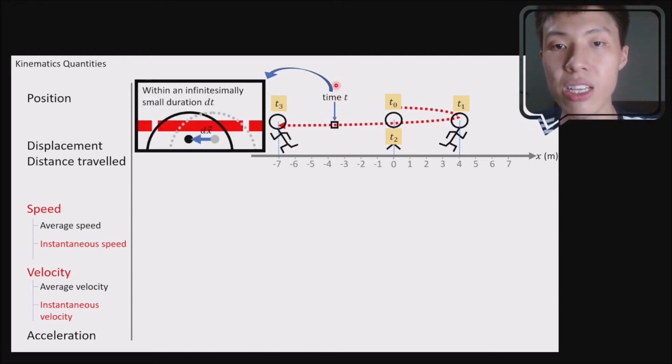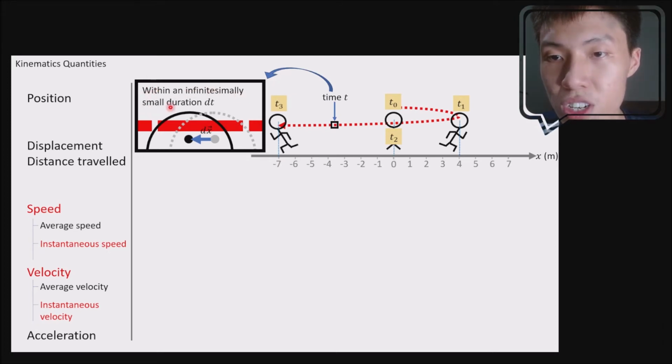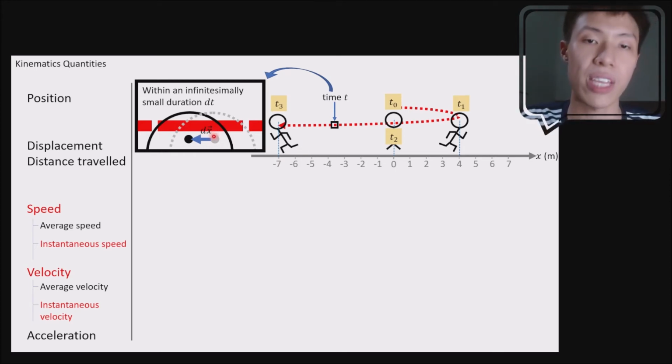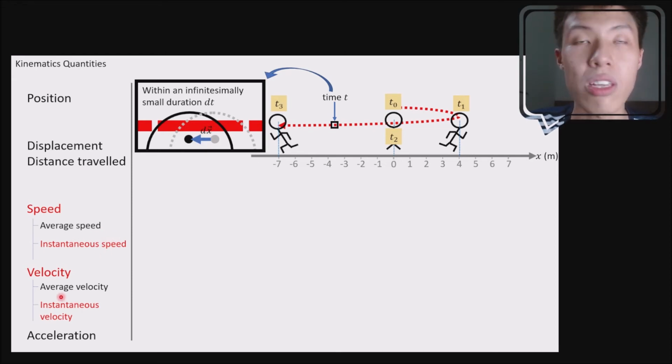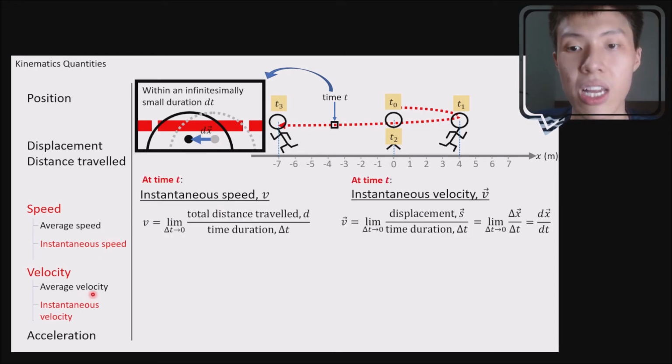Okay, so again, if you remember from the previous video on instantaneous speed or instantaneous velocity, you know that what we investigate is within a very short duration dt, what is the change in the position, or what is the distance traveled within that really short window of time. That is what we investigate when we talk about instantaneous speed or instantaneous velocity.